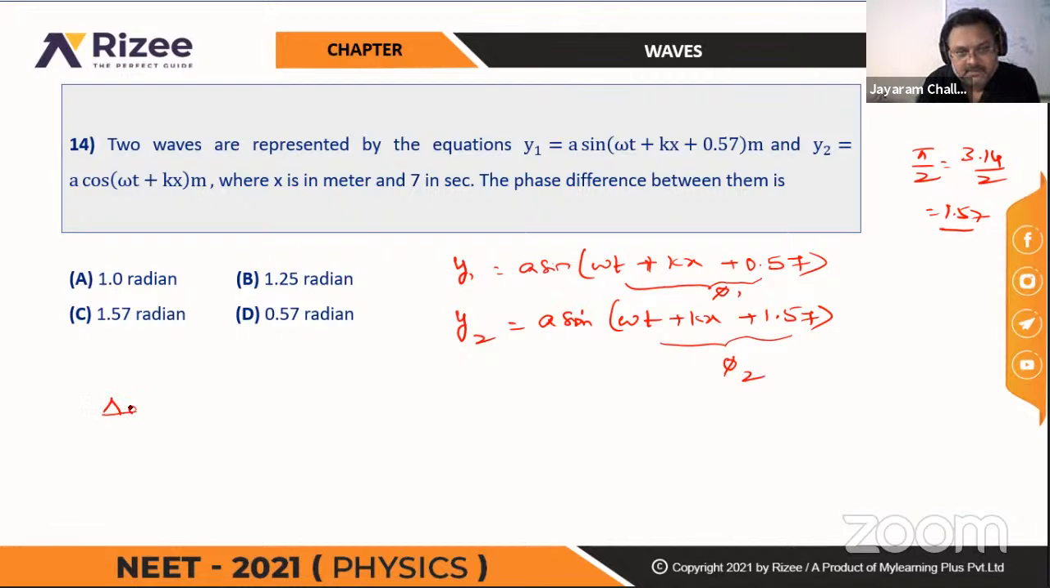So phase difference delta phi is equal to phi 2 minus phi 1. Greater value minus smaller value, you will be left with 1.57 minus 0.57. That comes out to be 1 only. That is 1 radian.